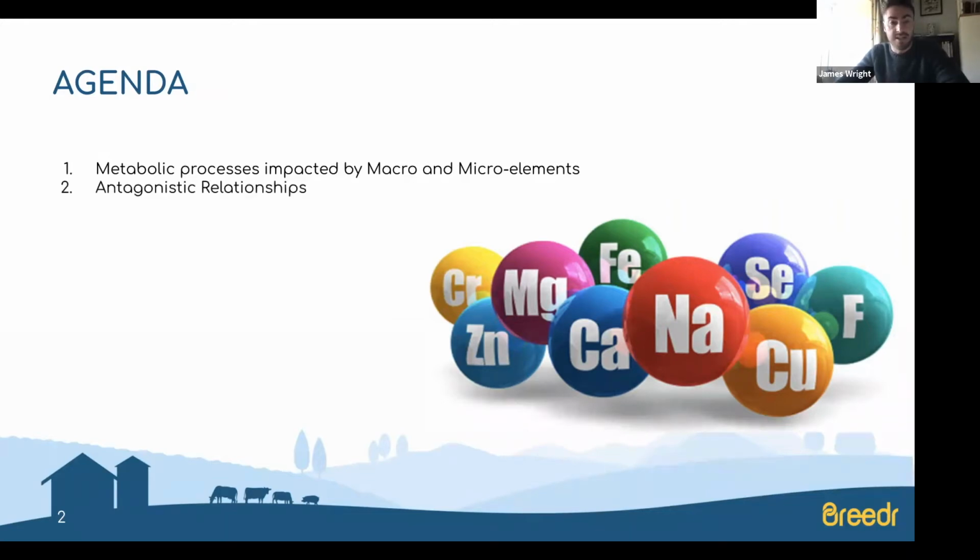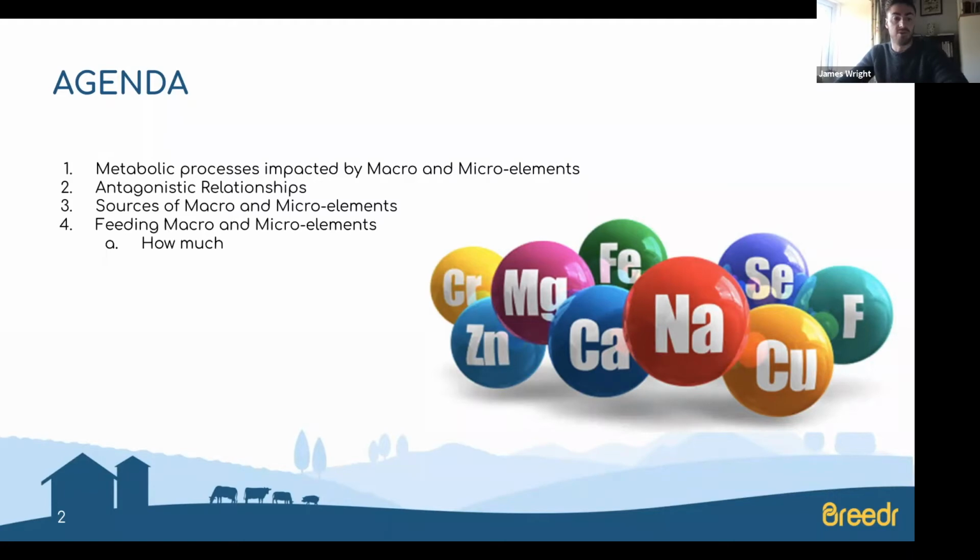Talk about antagonisms, so where we get mineral interactions. And then where do we find macro and micro elements within our diet, or not within the diet? And then how much should we be feeding them, and how?